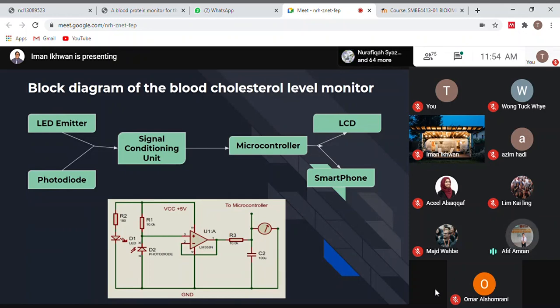To deal with this, an IC amplifier circuit will be installed to strengthen the voltage from the sensor. The voltage value of the photodiode from the sensor will be read by the ADC of the microcontroller, and the ADC value will be converted into a voltage value. Then it will be entered into the linear equation to change it to the total blood cholesterol value, and the result will be displayed on the LCD and also the smartphone. Next slide, I will pass to Izzat to explain the strengths and weaknesses.